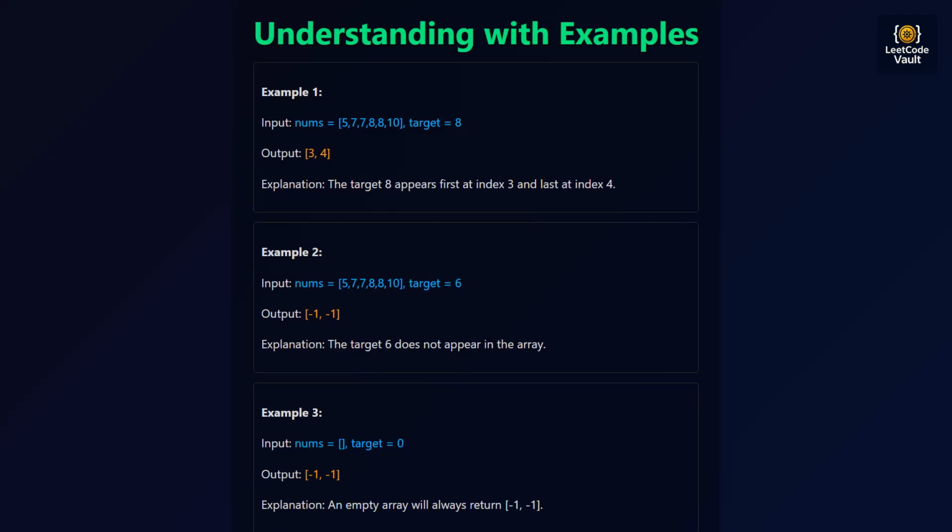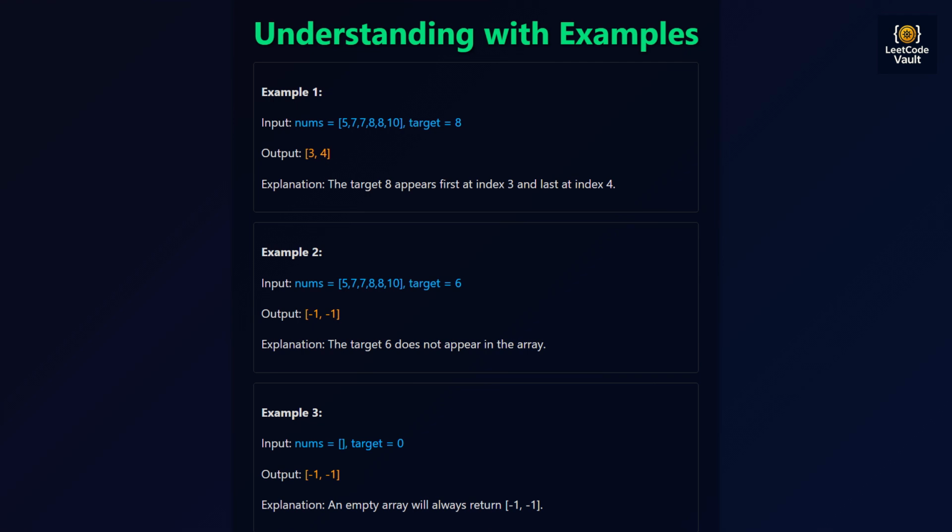Understanding with examples. Let's solidify our understanding with a few examples. Imagine we have the array 5, 7, 7, 8, 8, 10, and our target is 8. The expected output is 3, 4, because 8 first appears at index 3 and last appears at index 4.